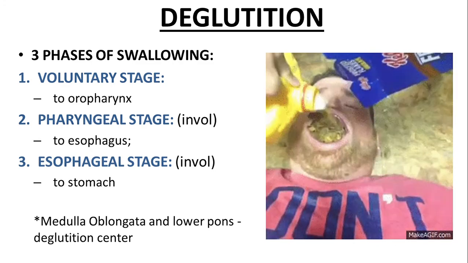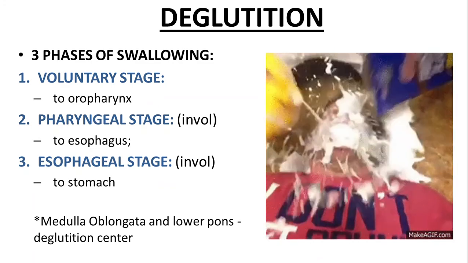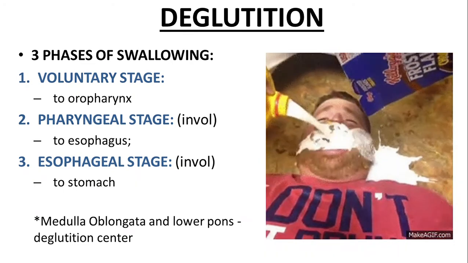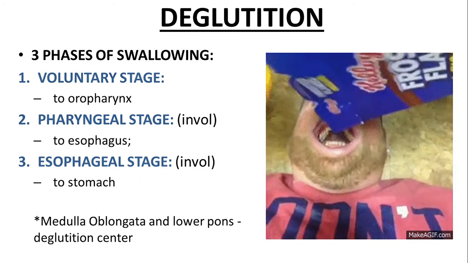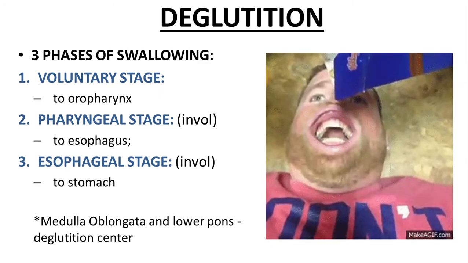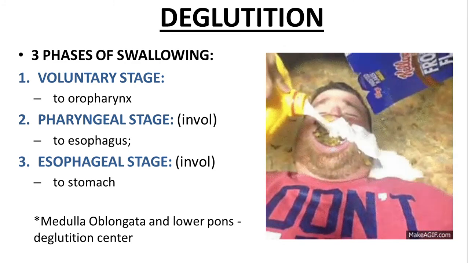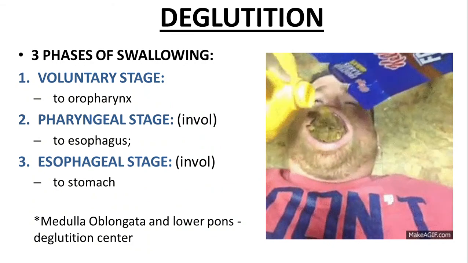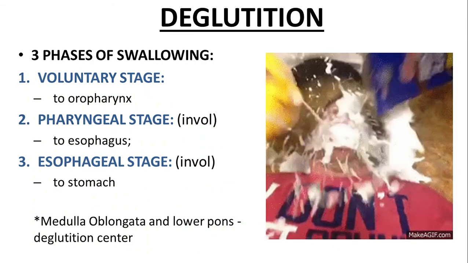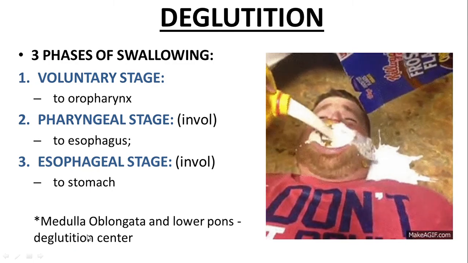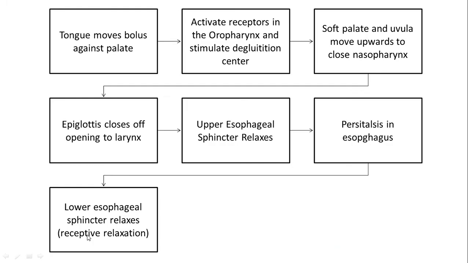Then you have here the process of deglutition. This is also known as the process of swallowing, and there are 3 phases. Your voluntary, which is from your mouth to your oropharynx. Your pharyngeal stage is involuntary, which is from your oropharynx to your laryngopharynx towards your esophagus. And then your esophageal stage is also involuntary from the esophagus towards your stomach. And what controls them is your medulla oblongata and your lower pons. So those are your deglutition centers. So this is how swallowing works.